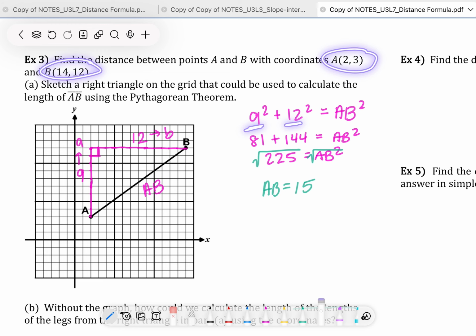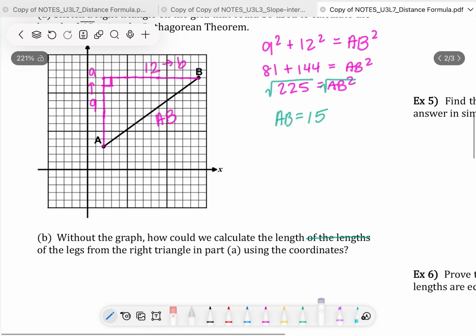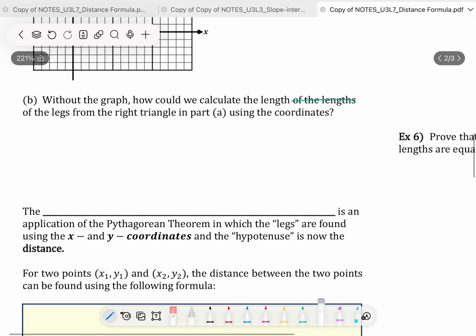Okay, well what I see is this. So to get 9, we counted from A up. So basically we figured out the y distance, which is the same as 12 minus 3. Okay, and that's 9. But then to find the distance across, we did the same thing. We just counted sideways, and that was the change in the x values. And so that was the same as 14 minus 2. That's 12. So all we have to really do is find the difference in the x values and the y values.